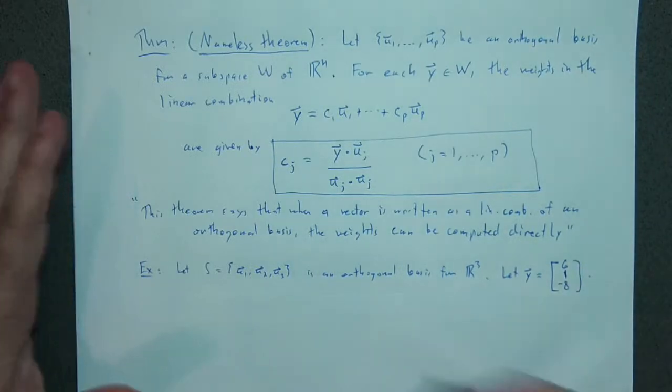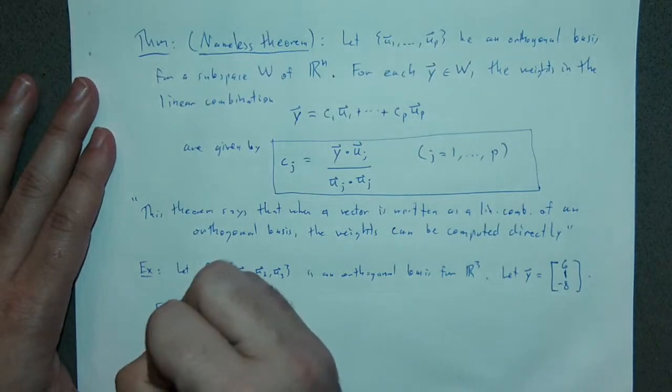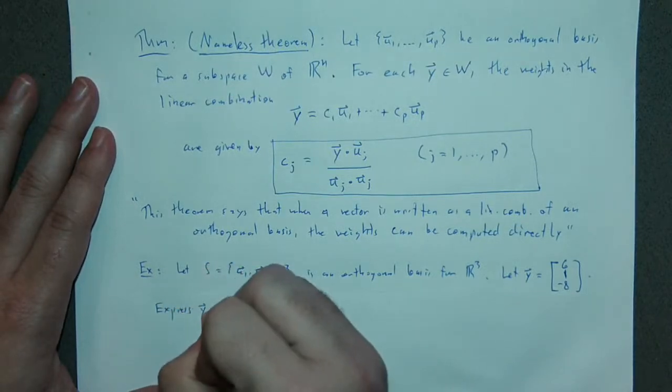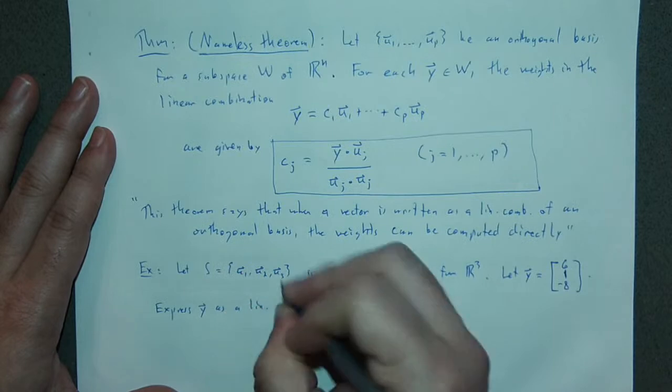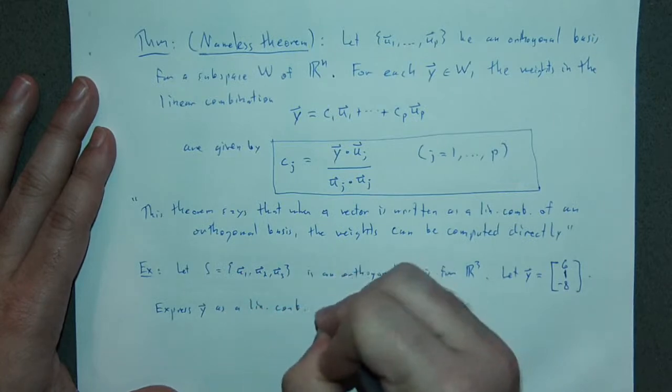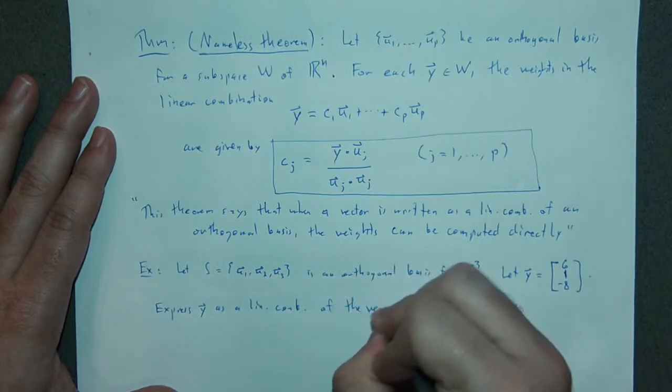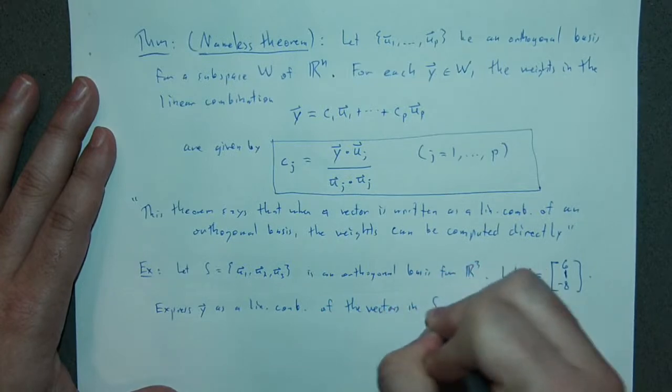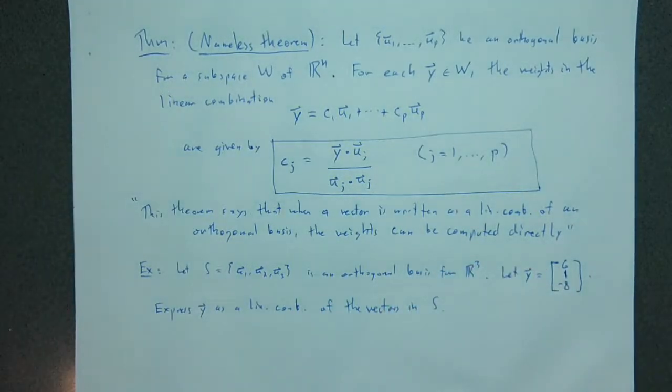Okay. Express y as a linear combination of the vectors in S. Now normally what would you have to do for this, right? If you're asked to express a given vector as a linear combination, you would have to solve a matrix equation, right? It would be really annoying. Here you can do a few dot products and you're done, right? And computing dot products is really easy.